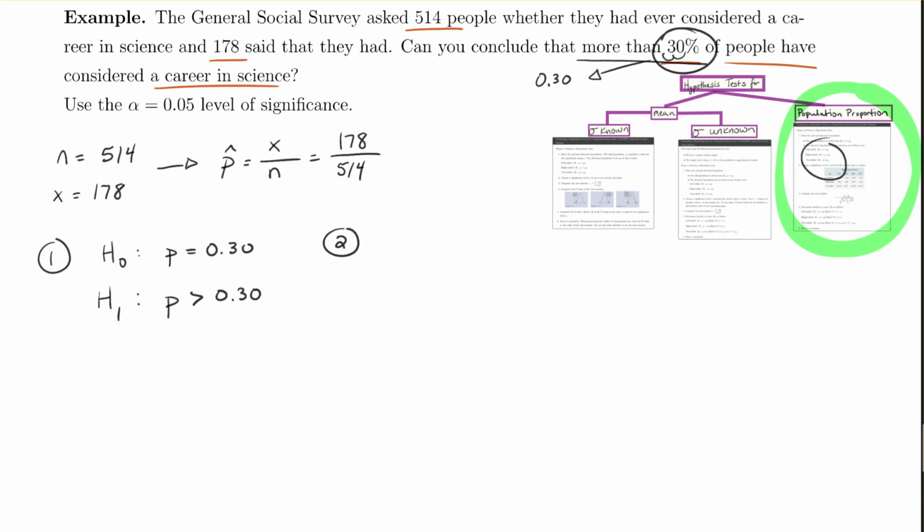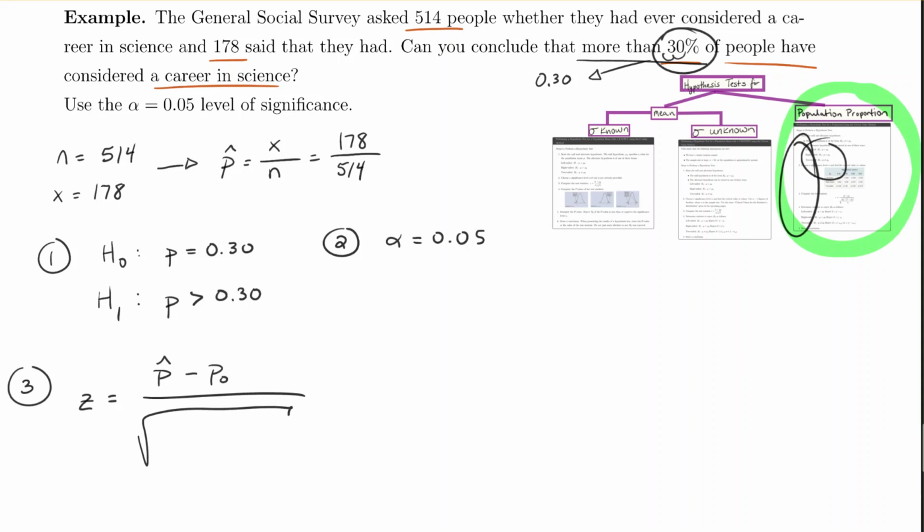Now step 2, as listed out here, is that you find the level of significance. We're going to record that here. Alpha is 0.05 level of significance. Step 3 is to calculate the test statistic, the formula of which is described in our chart. So we'll record that. It is sample proportion minus p naught, divided by the square root of p naught times 1 minus p naught, all divided by n.